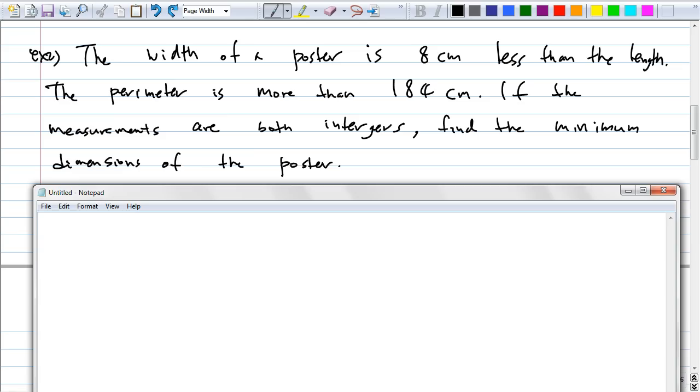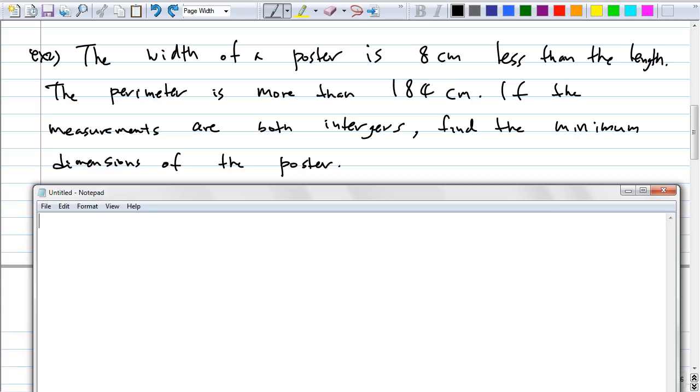Go ahead and write this down. The second example: the width of a poster is 8 centimeters less than the length. The perimeter is more than 184 centimeters if the measures are both integers. Now that's the important part. If they're both integers, find the minimum dimensions of the poster. Go ahead and write it down.